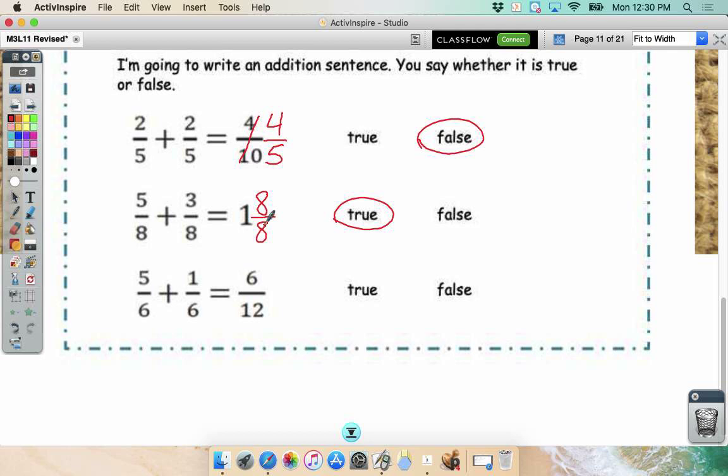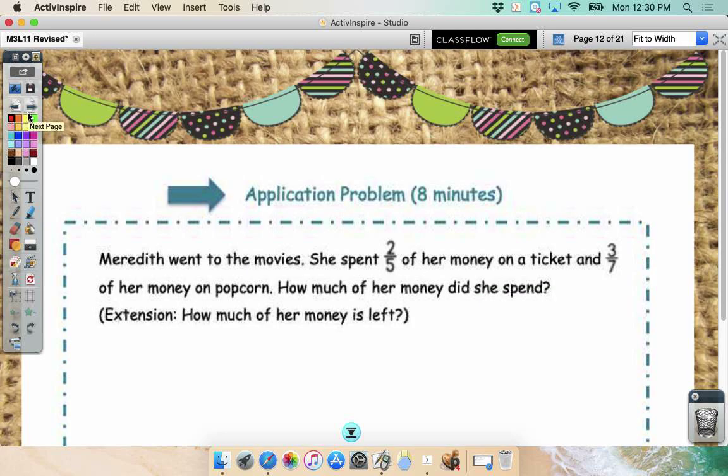It's false. It should be 1. Should be 1 whole. 5 plus 1 equals 6. What'd they do wrong here? They added the 6. They added the denominators. Do you ever add the denominators? No. Never. Never. Okay? All right, let's look at the next page. I think it's a problem.